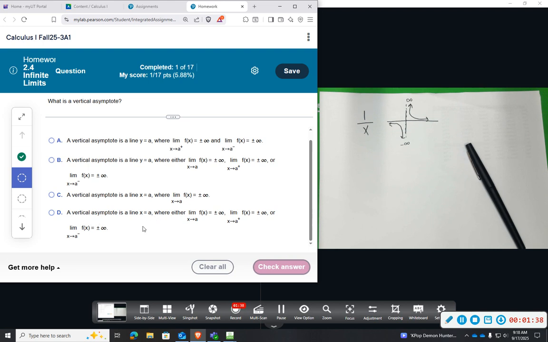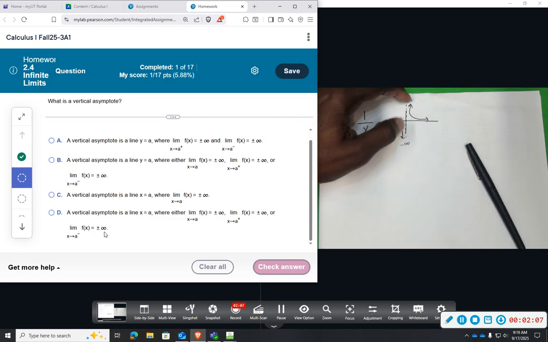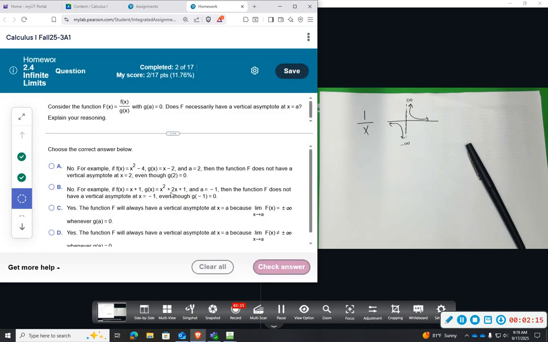A vertical asymptote is a line x equals a, where either the limit of f of x as x goes to a is positive or negative infinity, the limit of f of x as x goes to a from the right is equal to positive or negative infinity, or the limit of f of x as x goes to a from the left is positive or negative infinity. So this would satisfy all conditions, because you can look at a left side limit and a right side limit, and they either go to positive or negative, or the overall function could go. So D would be the best answer for that definition.